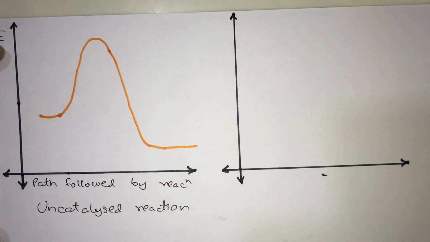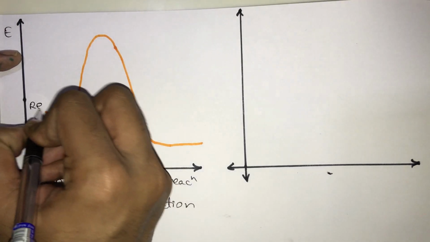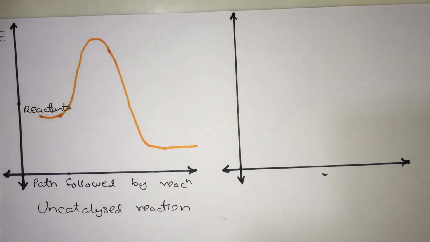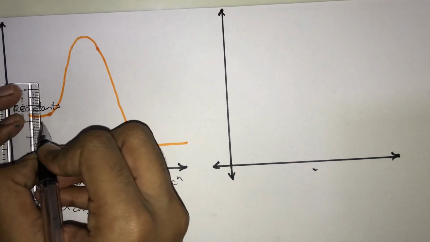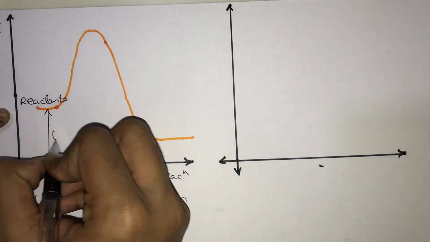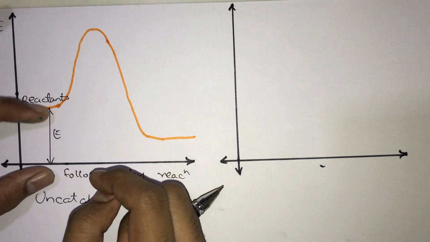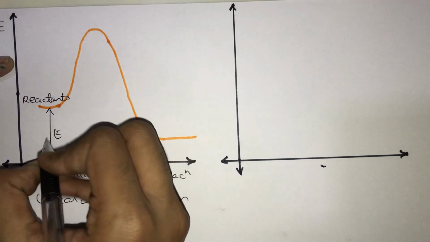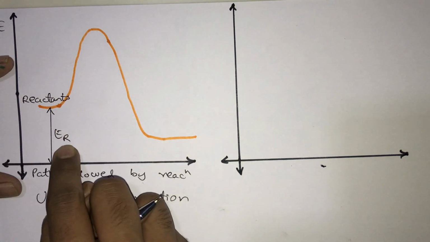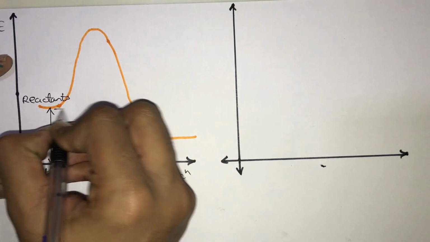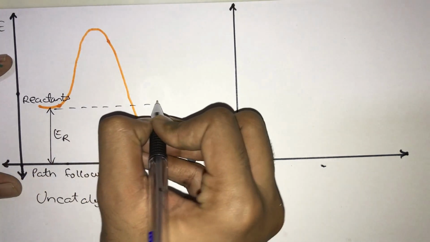Now let's say that here are our reactants. I mean to say that reactants are originally going to have this much amount of energy, as on the y-axis we are having energy. Am I right? Now let's name this energy to be ER. That is nothing but the energy that reactants already have. So guys, can I say that this is the amount of energy that reactants already have?